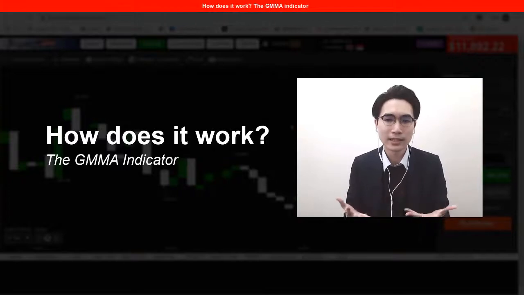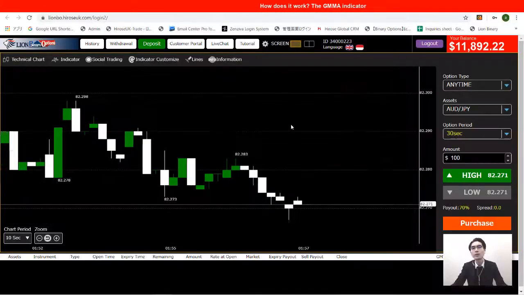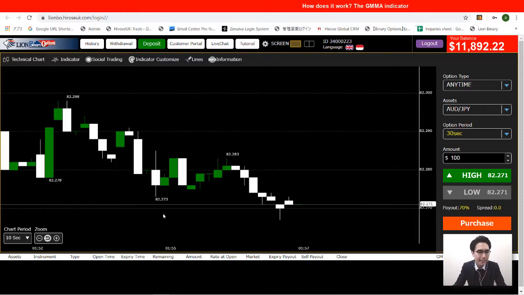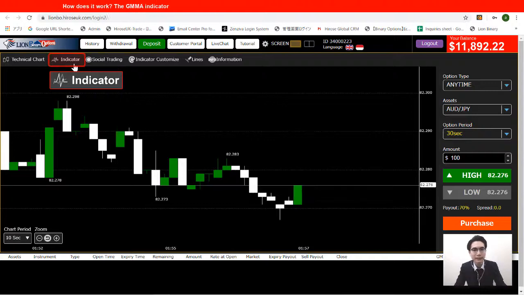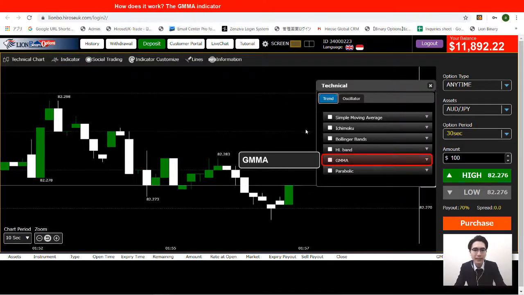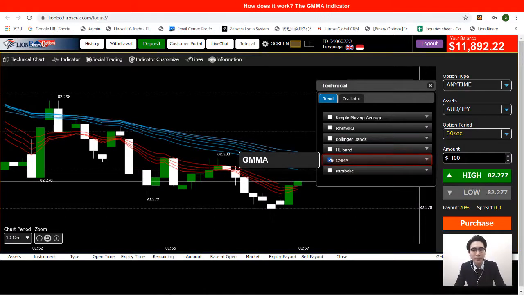So let's take a look at the indicators first. Now we will set up the technical indicator. Go to indicator, click on it, then we will select the GMMA. That's the main indicator that I want to talk about today. Everything for GMMA is at default, so nothing to change.